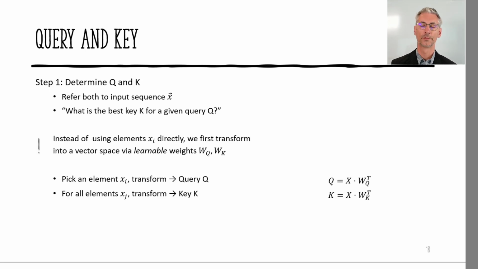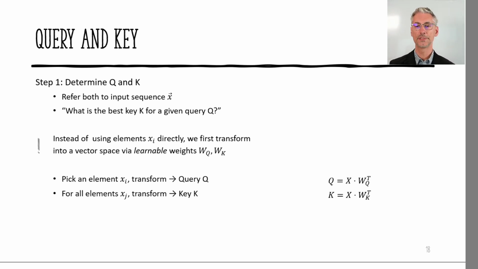Right, so now we move towards the attention and transformer networks. We're starting with query and key. Step 1 is to determine Q for query and K for key, and they both refer to the input sequence. The question remains, what is the best key for a given query Q?